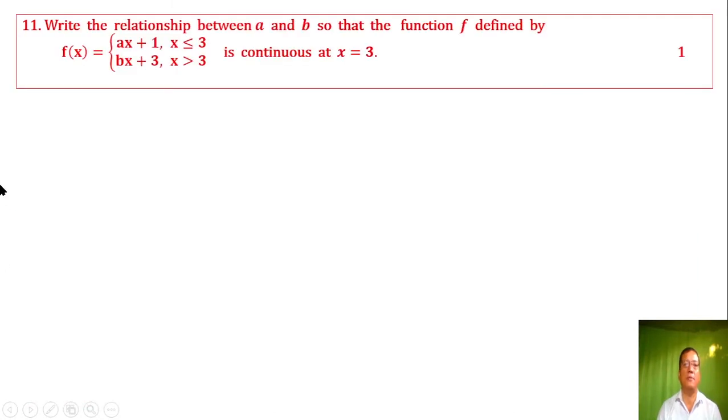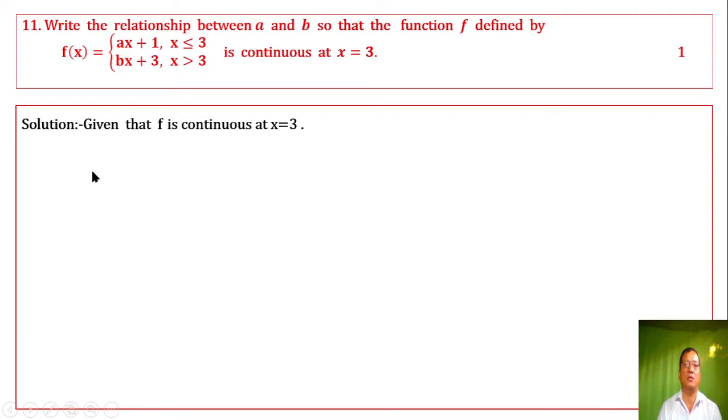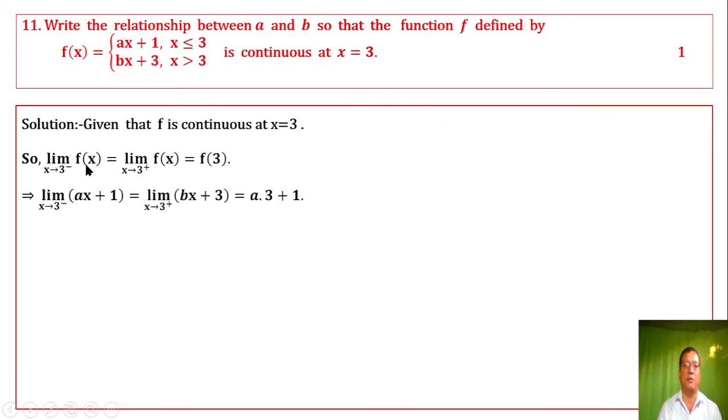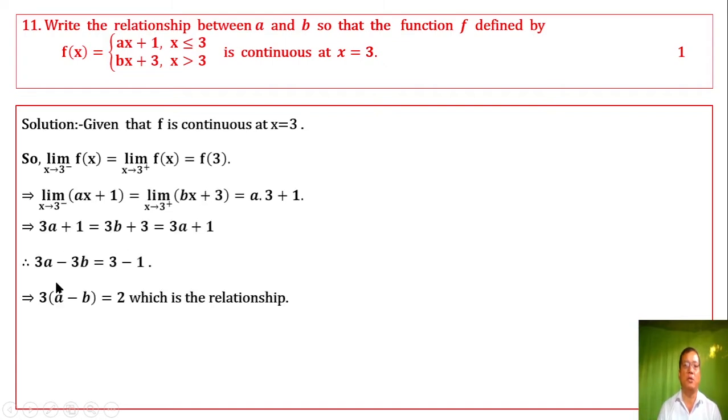For question number 11, write the relationship between a and b so that the function f defined by this is continuous at x equal to 3. 1 mark. Given that f is continuous at x equal to 3, therefore left derivative at 3 equal to right derivative at 3 equal to f of 3. Their function values are given. Taking their derivative, we have this, from which we have 3 times a minus b equal to 2, which is the required relationship.